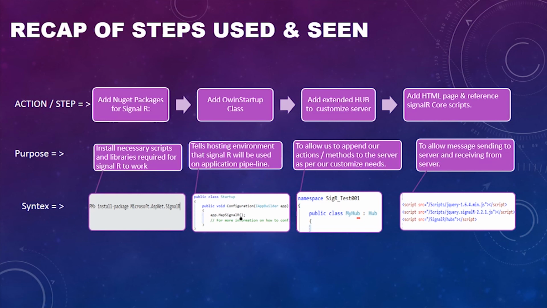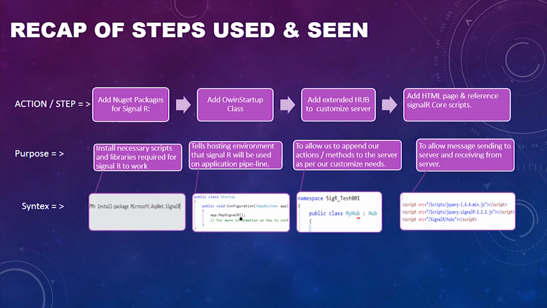The next thing was we added the Owin startup class. The purpose of that was to tell the hosting environment that SignalR will be used in the application pipeline. Syntax you can see on screen. The next was adding an extended hub to customize the server. The purpose of this was to allow us to append our actions or methods to the server as per our customized needs. You can see the syntax on the screen.